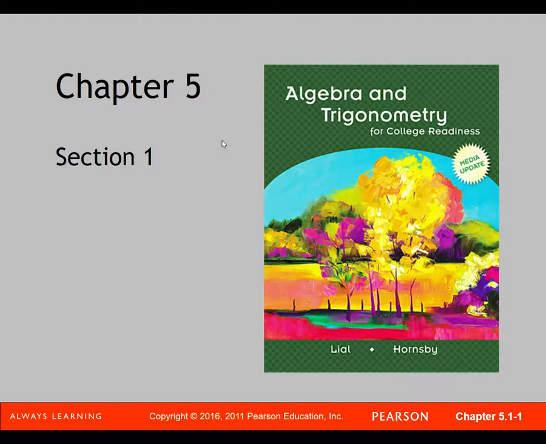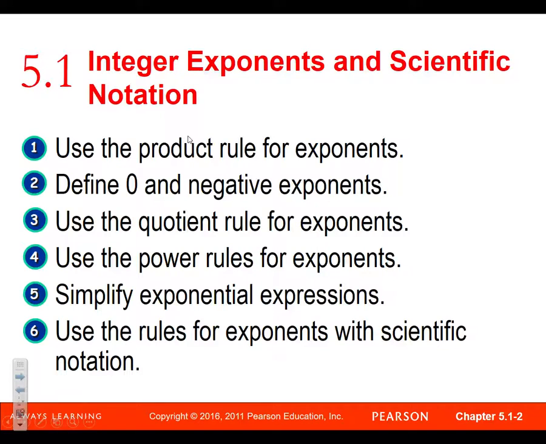Okay, so in 5.1 we've got a few objectives, but they're not difficult objectives. We're going to use the product rule for exponents. So what do we do when we multiply two exponents? We're going to find zero and negative exponents. We'll use the quotient rule for exponents, use the power rule for exponents, simplify exponential expressions, and use the rules of exponents with scientific notation. So we got 6 objectives to get through.